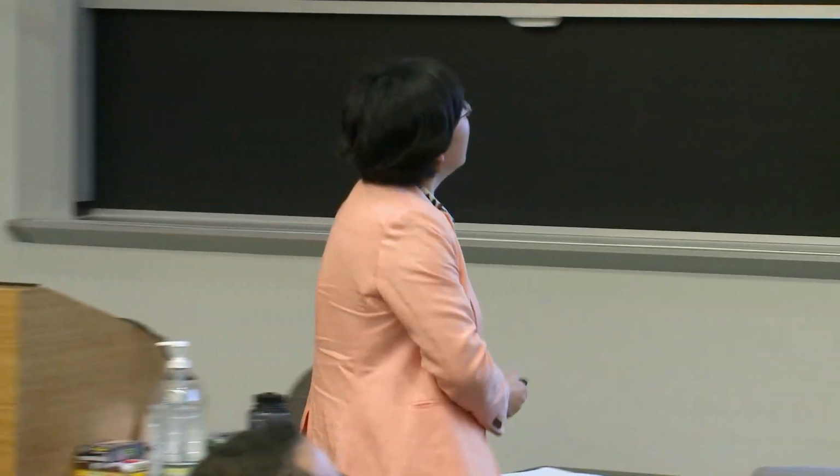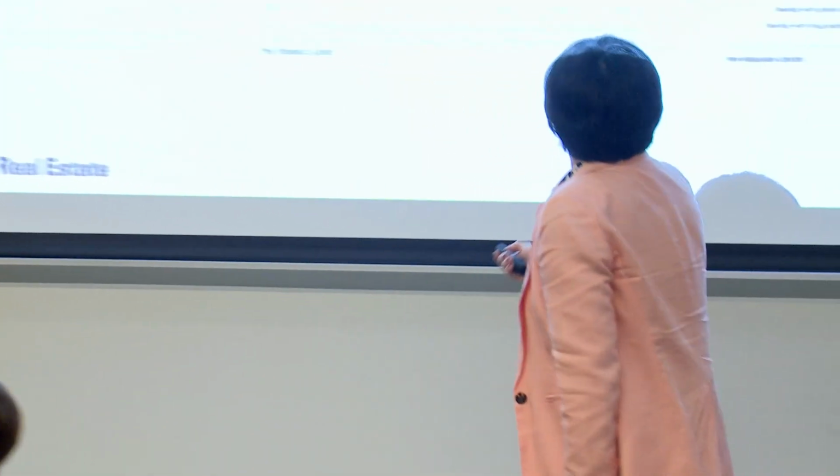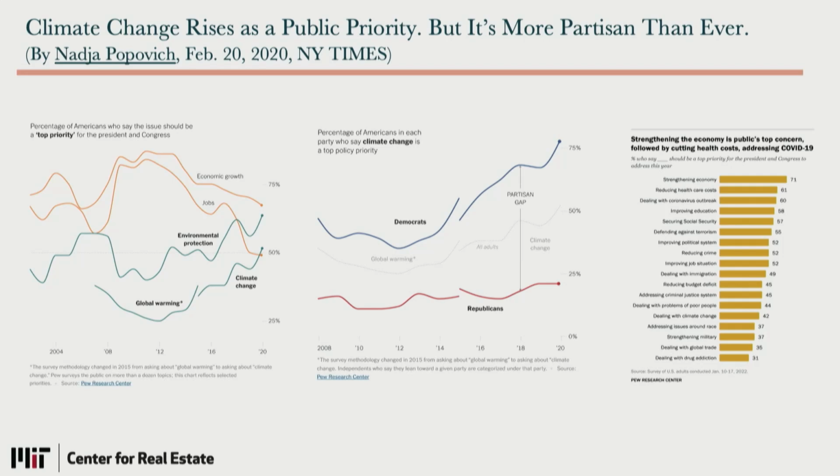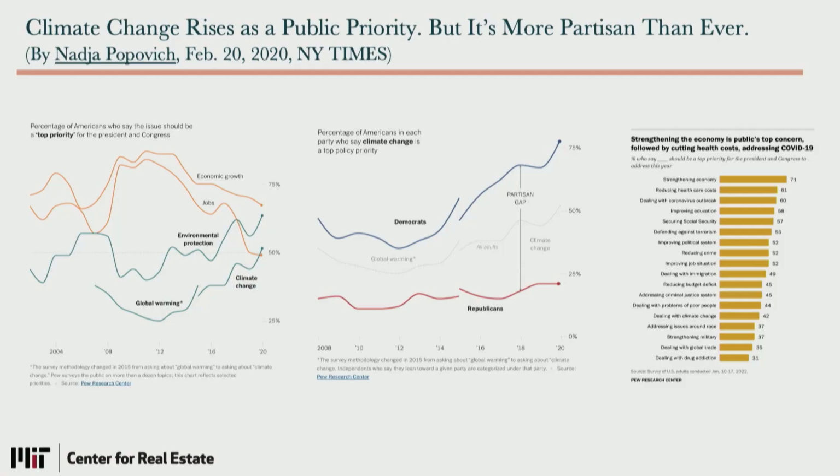Another research topic. And see, that exactly addresses your point just now. Climate change is a public priority, but it's now more partisan than ever. So they have this table, they have these trends, right? These are still the United States. And see, four priorities. Economic growth, of course, is always the first priority. Jobs, people want employment. Environmental protection, I mean all the environment things, and global warming.